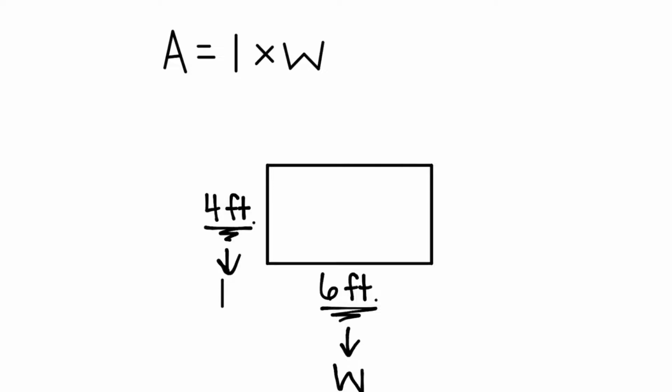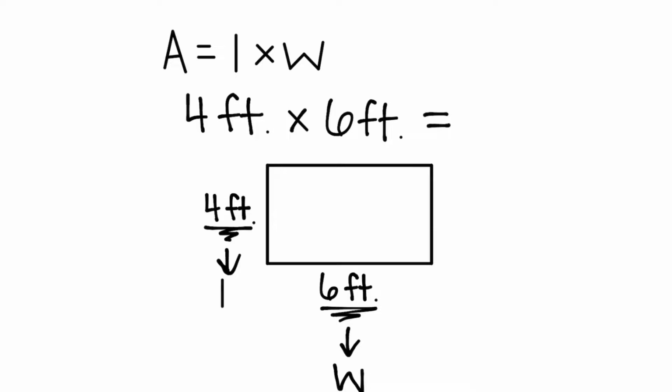Okay, so now I'm going to use these numbers and substitute them in for the letters. So we have 4 feet, remember that's the length, times 6 feet, which is the width, and that gives us our area of 24 feet squared.